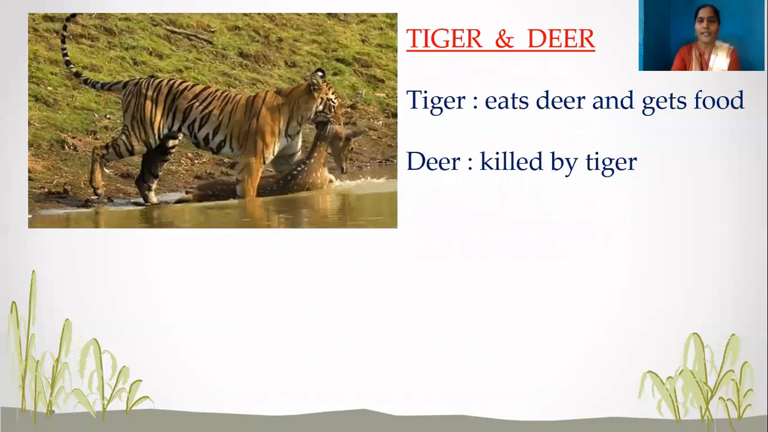In case of tiger and deer, you can see it in the picture. The tiger eats the deer and the deer is killed by the tiger. So this is the predator and prey relationship and the interaction between them.